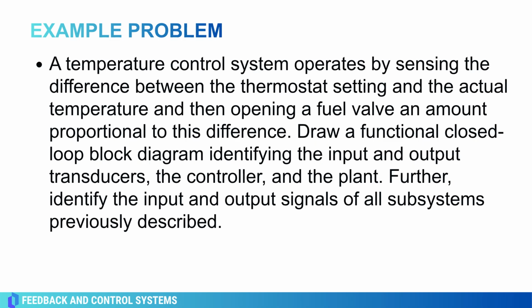Now let's have an example problem that we're going to further identify. A temperature control system operates by sensing the difference between the thermostat setting and the actual temperature, and then opening a fuel valve an amount proportional to its difference. Draw a functional closed-loop block diagram identifying the input and output transducers, the controller, and the plant. Further, identify the input and output signals of all subsystems previously described.